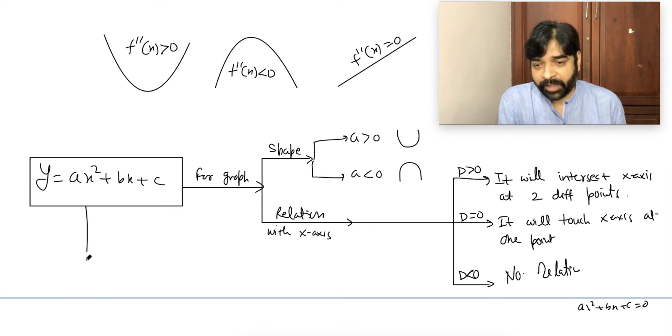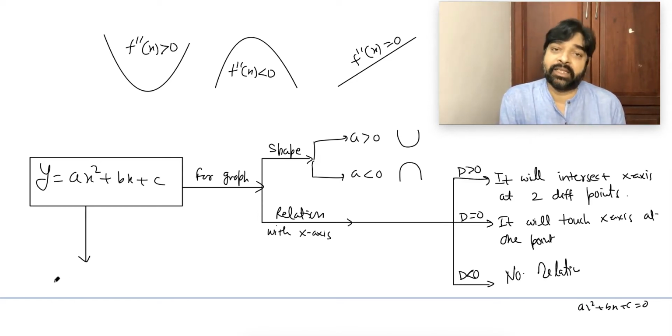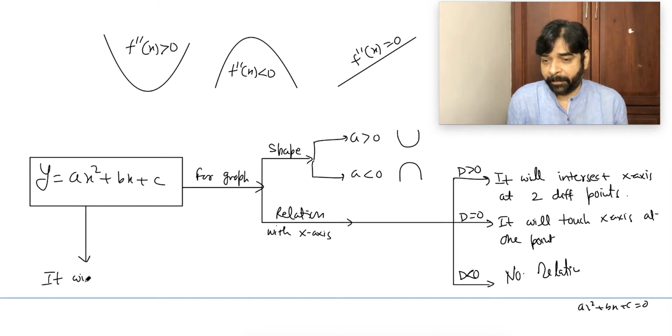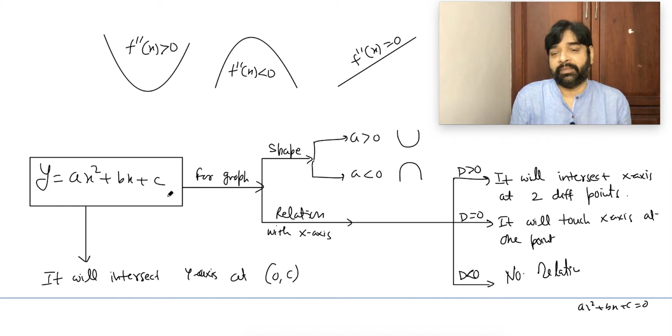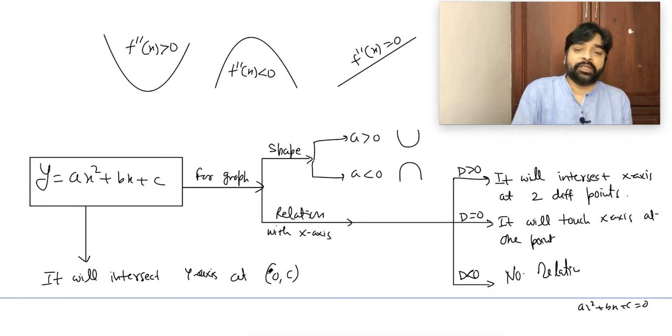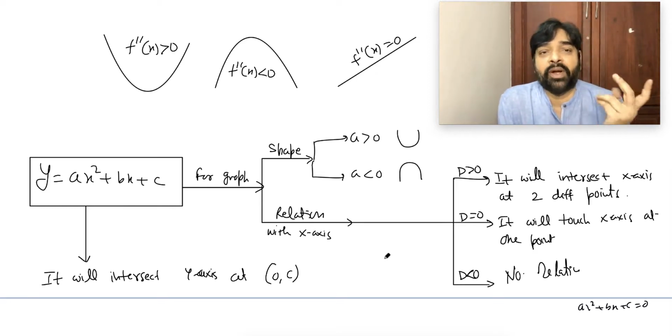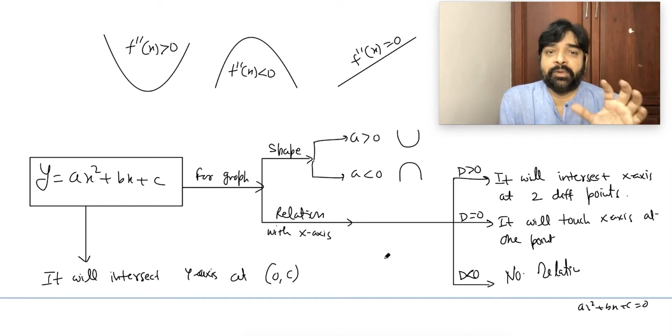And any quadratic expression will intersect the y-axis 100%. Always it will intersect the y-axis at 0 comma c. How? Very simple. Put x equal to 0 here, and y equal to c will come, so it intersects the y-axis at c. These are the 3 points you have to remember for drawing the graph of any quadratic expression. Whenever you have to draw the graph of any quadratic expression, remember these 3 points.